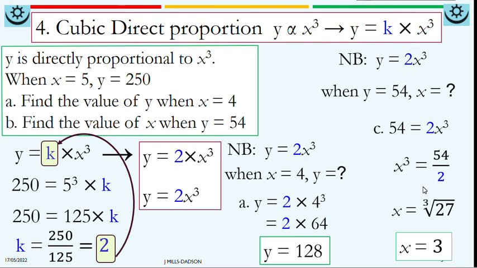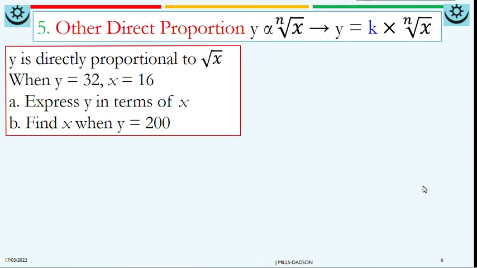And let's look at our last example of direct proportion. Pause the video and read the question. Okay. y is directly proportional to the square root of x. When y is 32, x equals 16. Express y in terms of x and find x when y is 200.